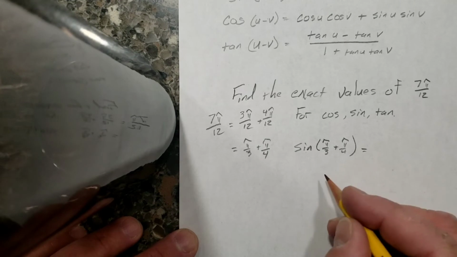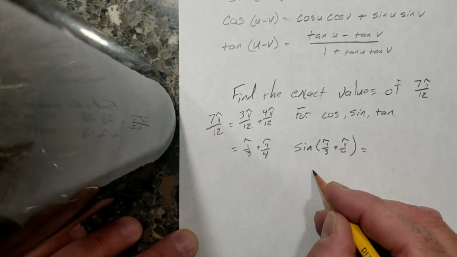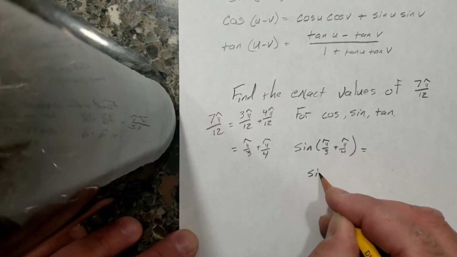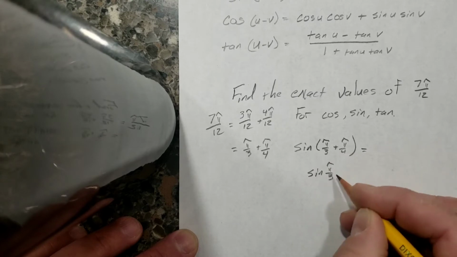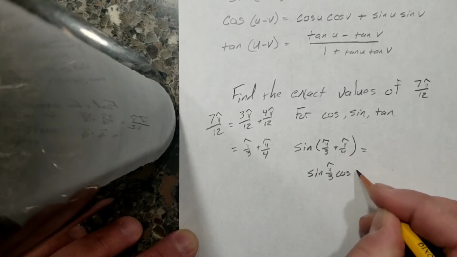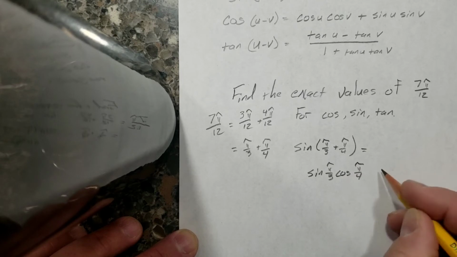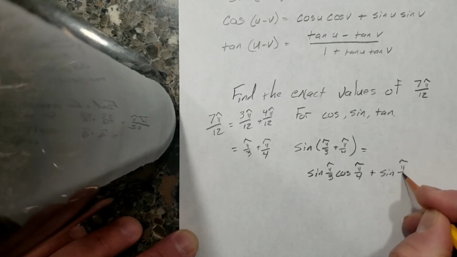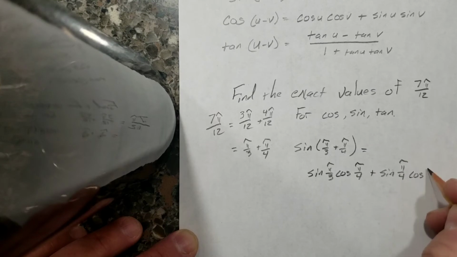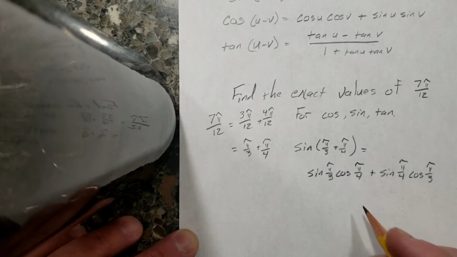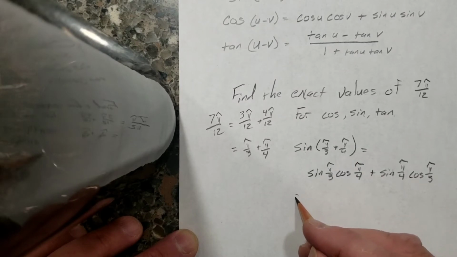Sine, you get the sine of pi over 3, cosine of pi over 4, plus sine of pi over 4, cosine of pi over 3. And you just plug those values in, put the equal sign here.